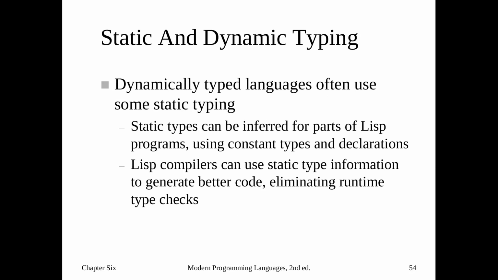Dynamically typed languages often use some sort of static typing. Static typing can be inferred for parts of Lisp programs, using constant types and declarations, right? Lisp compilers can use static type information to generate better code. So that's the interesting thing. Even though it may be dynamically typed when you write the code, the compiler itself can infer static type information in order to generate more efficient code, and also eliminate a lot of the underlying runtime checks, which cause the program to be slower during execution.